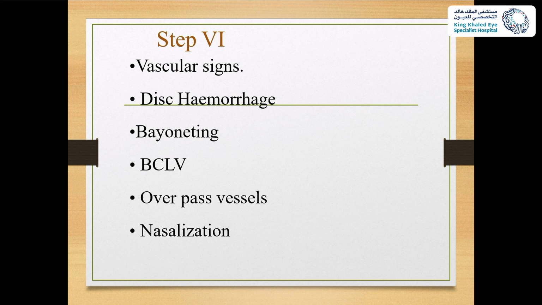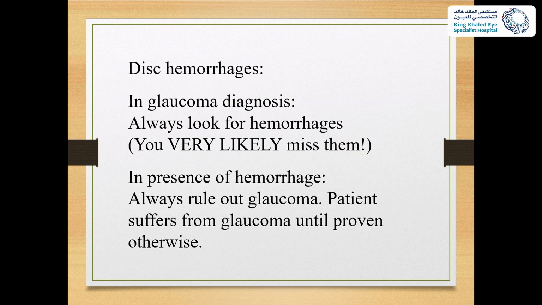Step 6, we can go for checking the vascular signs, any disc hemorrhages, and other signs that suggest glaucoma. Disc hemorrhage, or Drance hemorrhages. In glaucoma diagnosis, always look for the hemorrhages. They are very likely to be missed in the regular exam. In the presence of hemorrhage, always rule out glaucoma. The patient suffers from glaucoma until proved otherwise.